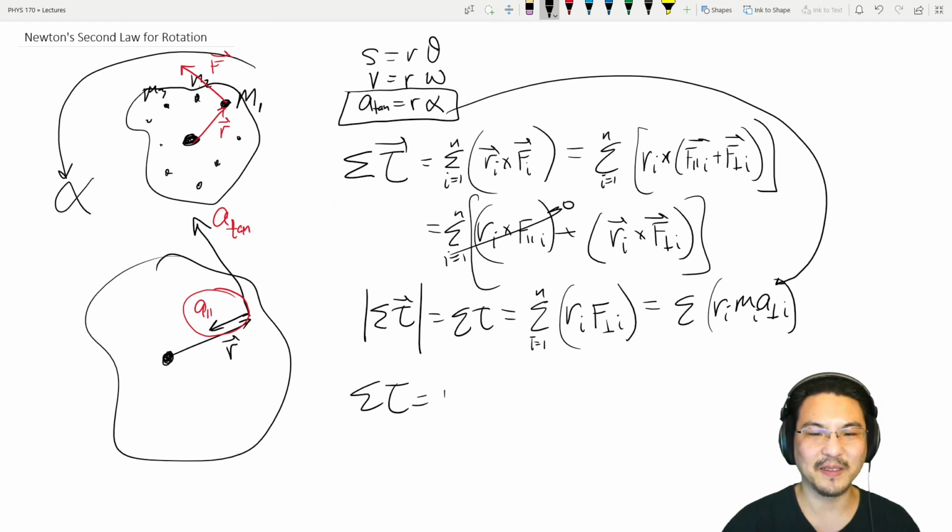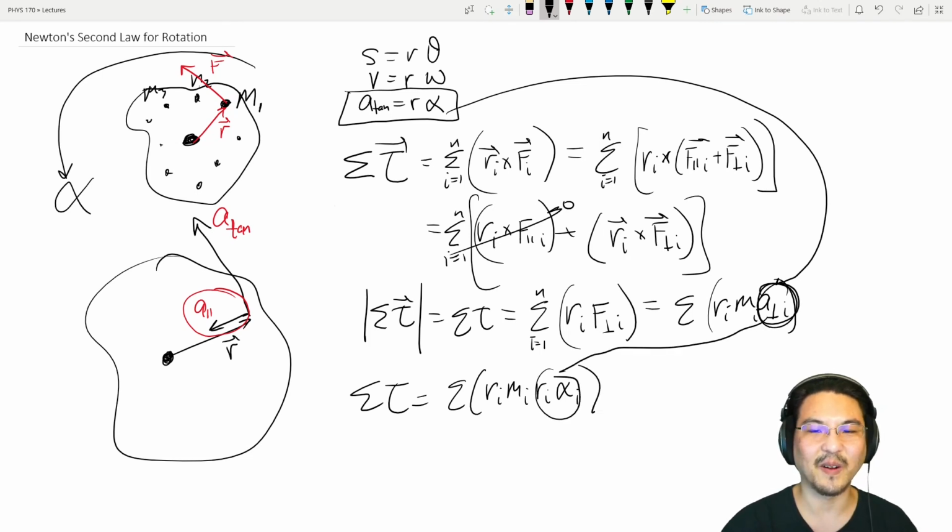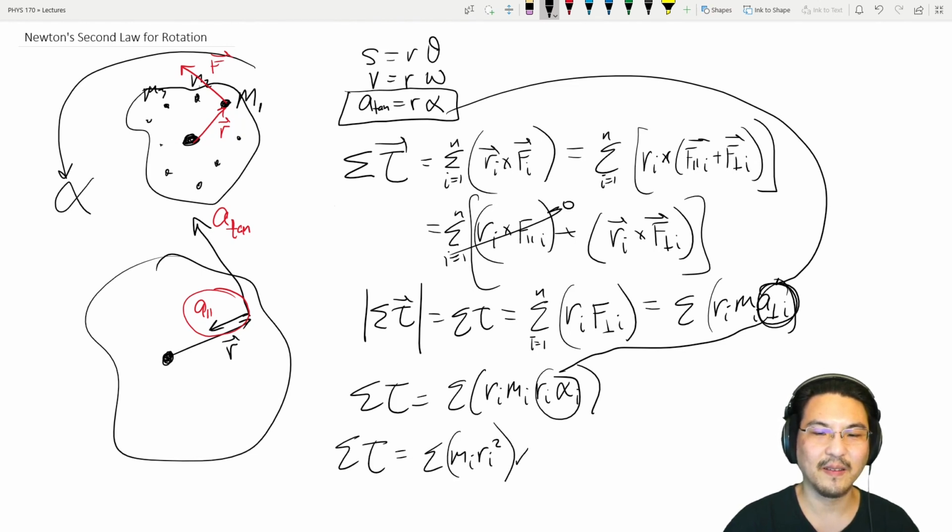Right, so some torque is R, the acceleration, R alpha, right here. The tangential component of acceleration turned into R alpha. So really what we have is R squared alpha.